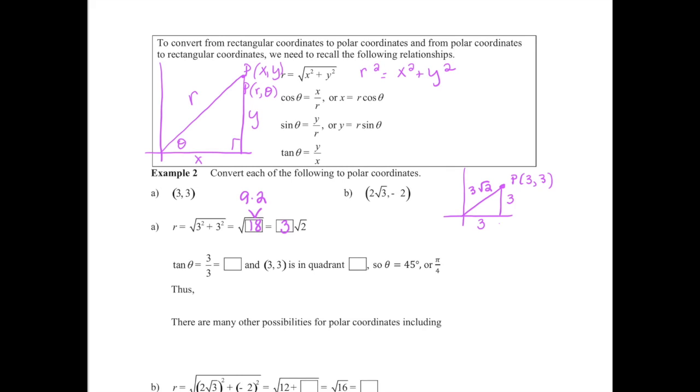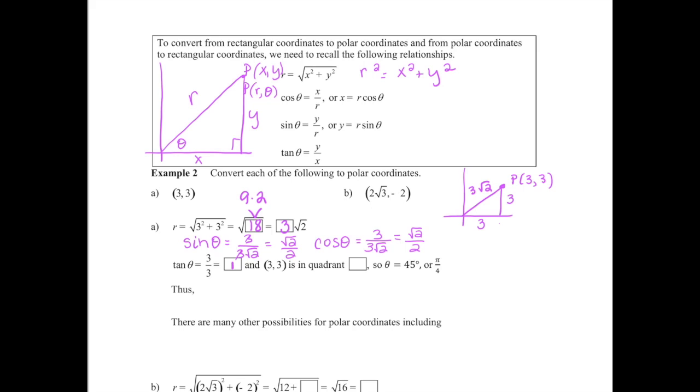Okay. Now we can find sine and cosine. Sine of theta we know is opposite over hypotenuse, so 3 over 3 square roots of 2. Rationalizing the denominator and simplifying, we end up with square root 2 over 2. Cosine will give us the same value. So 3 over 3 square root 2, rationalizing that denominator, we have square root 2 over 2. Tangent is opposite over adjacent, 3 over 3, which is 1.